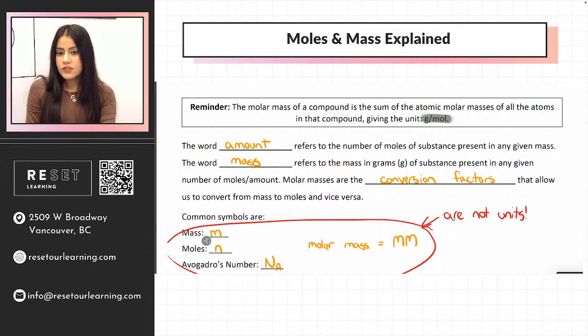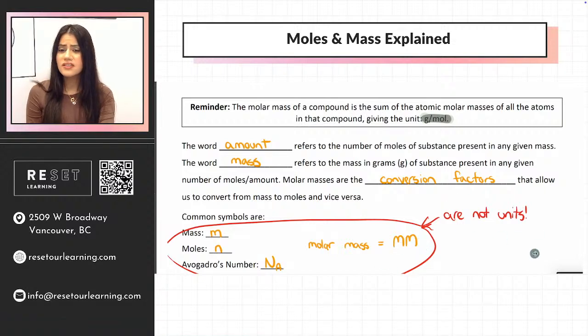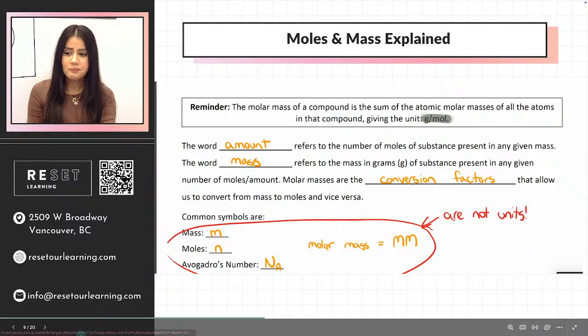Okay, so the symbols: for mass, it's just lowercase m. Moles is lowercase n. Avogadro's number is N subscript A. Okay, and molar mass can also be MM. Again, these are not units. These are just symbols.